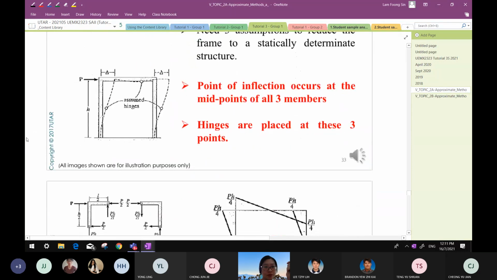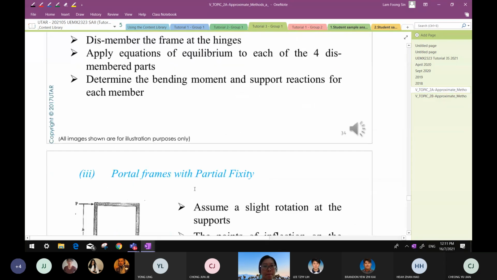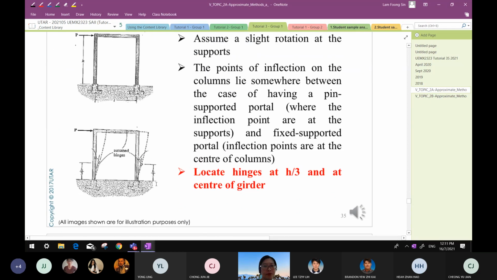Another one, you can assume the hinge in the middle. So here, you can also assume three hinges here, 1, 2, and 3. Right? So you can have free body diagram 1. Whenever you hinge in, you can cut a section already. You can in fact have 4 free body diagrams. That's how you end up with 4. And then you can assume all the 1/3. So we can have 1/3.